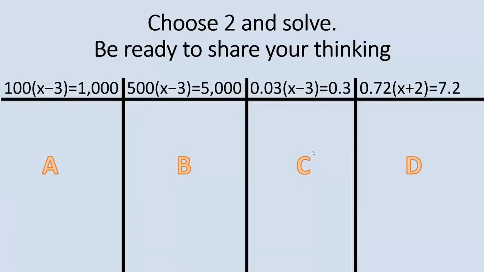All right, so let's take a moment and I want you to choose two of these problems and solve them. Be ready to share your thinking. So you have card A, which has 100 times (x - 3) equals 1,000. Card B, which has 500 times (x - 3) equals 5,000. Card C, which has 300 times (x - 3) equals 310. Then you have card D, which has 7,200 times (x + 2) equals 7 and 2/10. Pause your video, choose your card. When you're ready, resume the video, and we will go from there. Ready, set, go.